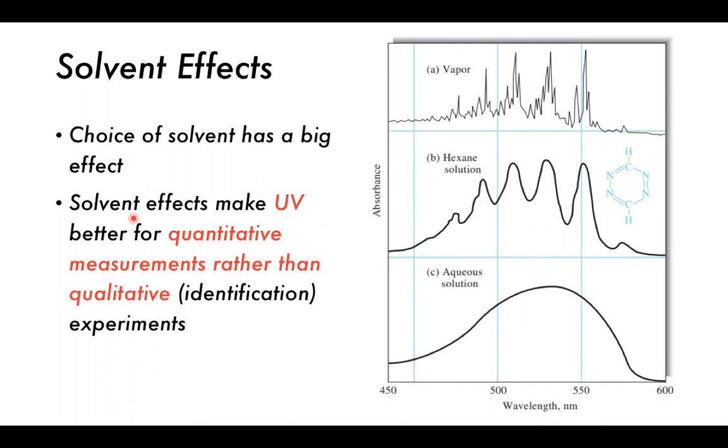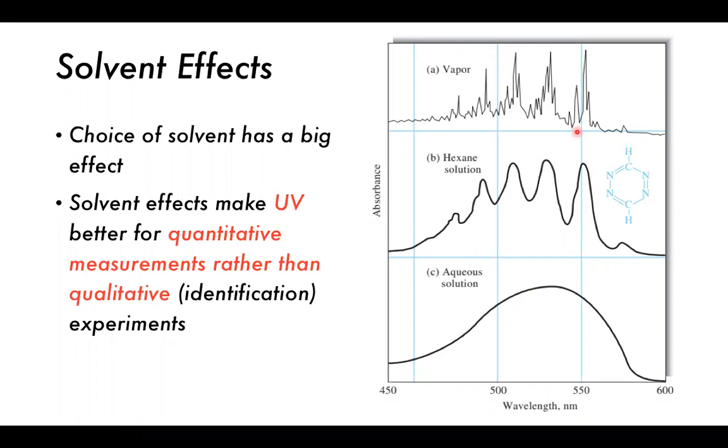Solvent effects make UV better for quantitative measurements rather than qualitative, i.e. identification experiments. So it's not really very easy to find exact peak positions.